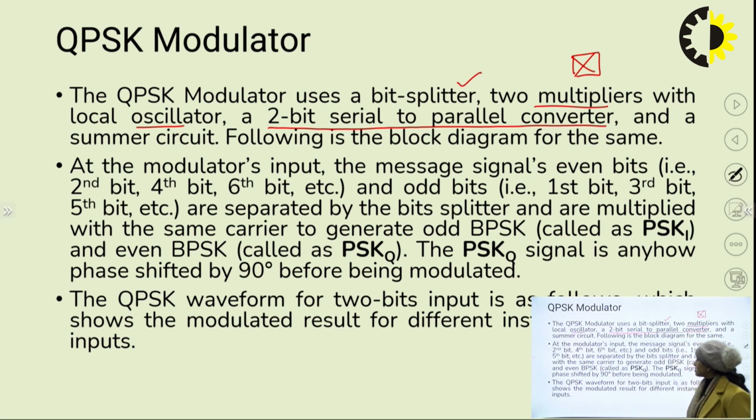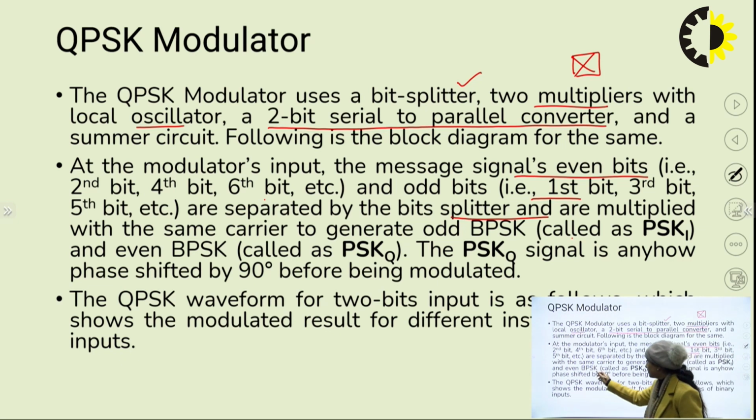At the modulator's input, the message signal's even bits, that is the second bit, fourth bit, sixth bit, eighth bit, correspondingly 10th, 12th, and so on, will go to the I channel, the in-phase channel, whereas odd bits like my first, third, fifth, and so on are separated by the bit splitter and are multiplied with the same carrier to generate odd BPSK, called PSKI, and even BPSK, called PSKQ.